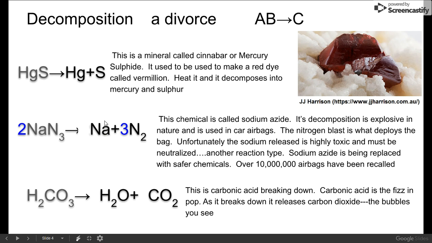This is an explosive reaction that produces a huge amount of nitrogen gas and powers the airbags of your car. They're looking for a replacement because if the airbag chemicals get really old, sometimes the sodium doesn't get absorbed and people get burned from it when the airbag goes off.